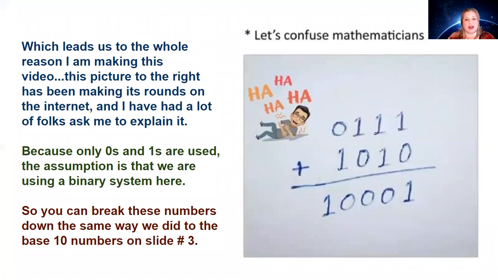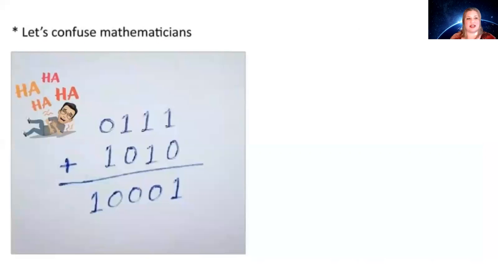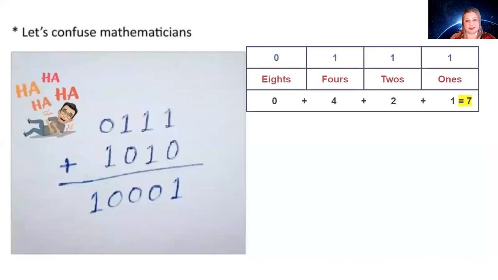So let's get to the point of where this all came from. This was a meme that was going around and it looks like you're adding wrong and it's hilarious because only zeros and ones are used. The assumption is that we're using a binary system here. Now that doesn't necessarily have to be true, but in this case, that's our assumption. So you can break these numbers down the same way we did to the base 10 numbers just now on slide 3. So let's look at that.